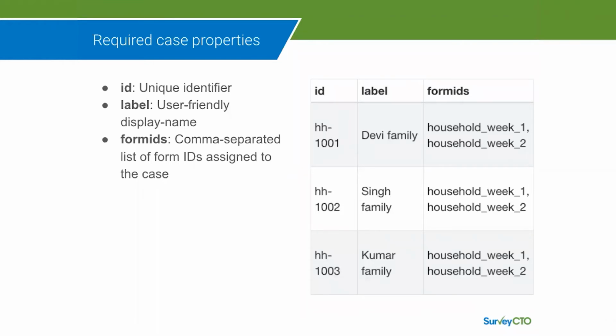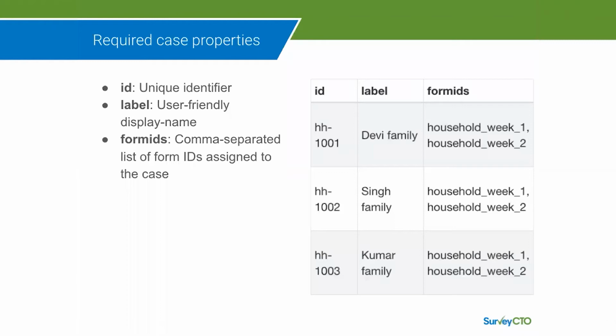Next is the label. This will be the user-friendly name of the case that the enumerator can easily understand. For example, take a look at this case management server dataset on the right. The case on top has an ID value of HH-1001, but the case label is the name of the household, Devi family, which is much easier for an enumerator to understand at a glance.